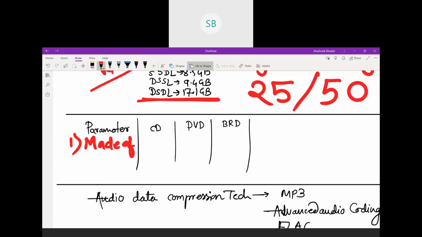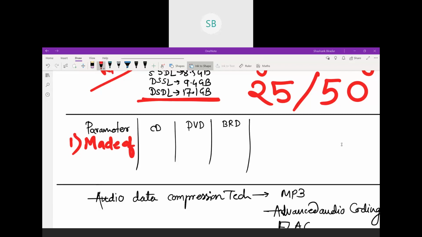So you must know what kind of video compression technique is used. In audio CDs it is MP3, for video CDs it is MPEG-1, in DVD it is MPEG-2, and in HD DVD and Blu-ray DVD it is MPEG-2 and 4. Then coming to the next differentiation parameter, that is bit rate. What is the bit rate for the data? That you must know.